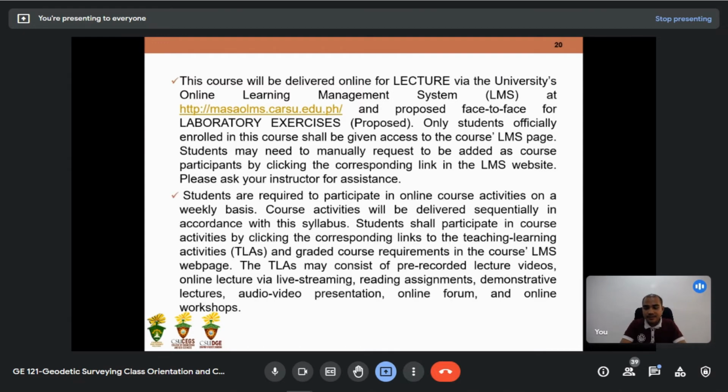Next, students are required to participate in online course activities on a weekly basis. But in our course here, GE 121, it is not weekly but more on a topic basis. Topic 1, for example, has different parts. Students shall participate in course activities by clicking the corresponding links on the teaching learning activities, or TLAs, and graded course requirements in the course LMS webpage. The TLAs may consist of pre-recorded lecture videos. In our case, recorded videos will be given to you.